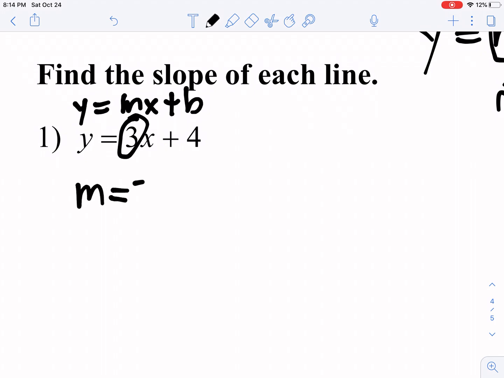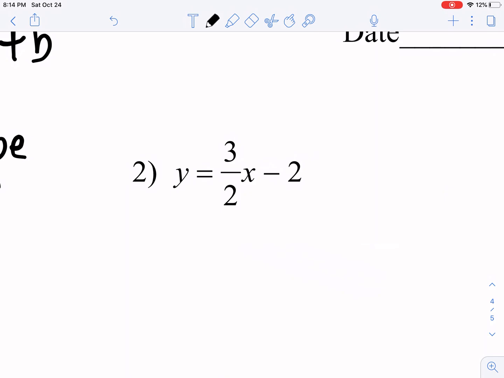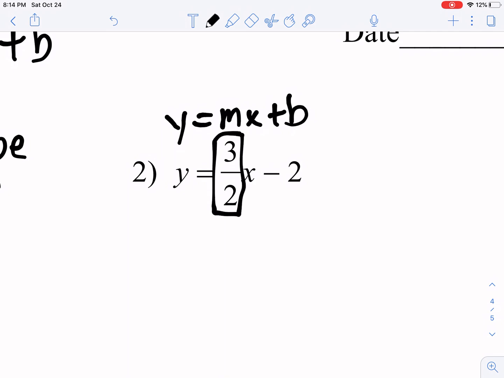The slope is going to be 3. That's the answer. That's all there is to it. Let's check this guy. Is this in y equals mx plus b form? Well, yeah, right? Y equals mx plus b. In this case, what's the m? 3/2. It's okay if you have a fraction for your m. In this case, the slope is 3/2.